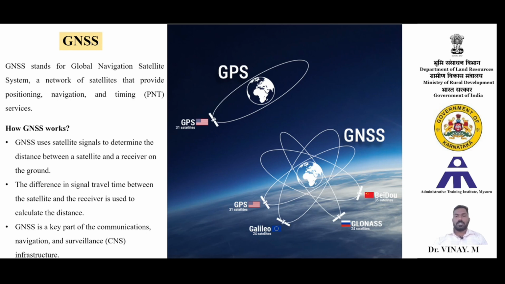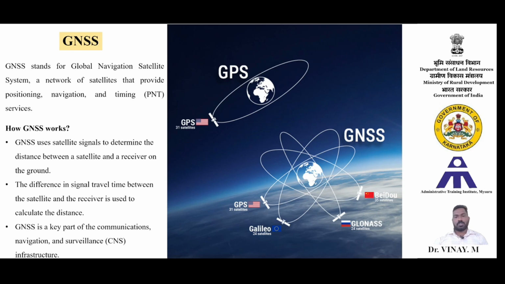The coordinates will be in the form of latitude and longitude, and also altitude. So all the information will be captured with the help of the GNSS system. We call it a Global Navigation Satellite System because these systems cover the entire world, and we have worldwide coverage.